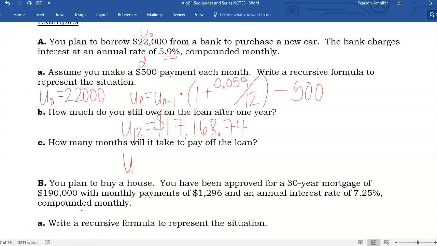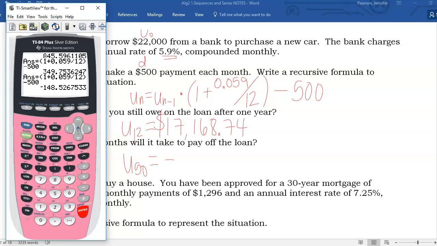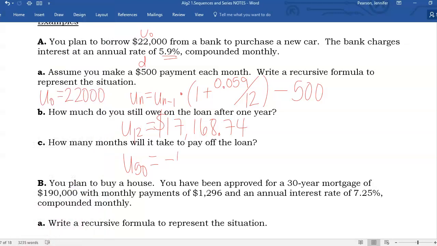I'm going to write U50 equals negative 148. But that means the answer to my question is 50 months. Ooh, I can spell months, I promise.